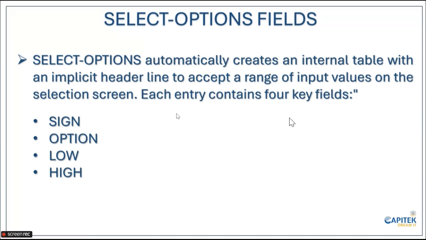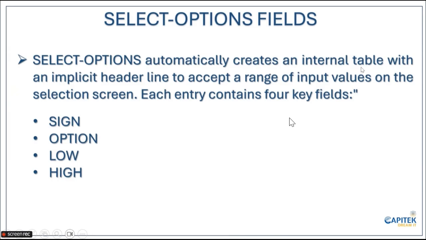So that is by default when you declare a variable as select options. When you declare a variable as select options, by default an internal table is created, and along with the internal table, it has its own work area. And what are the fields inside these select options? You see the fields as sign, option, low, and high. These are the four fields which are part of the select options.